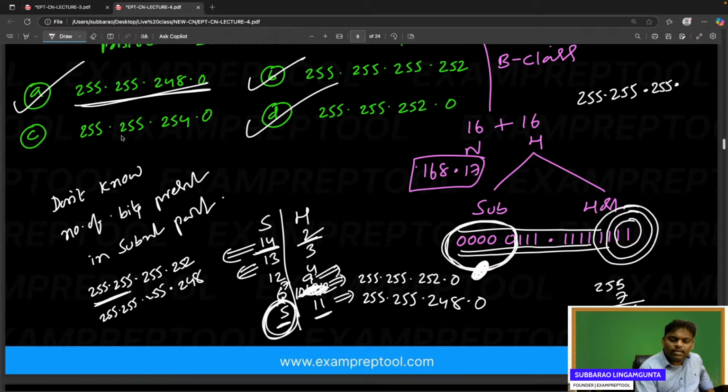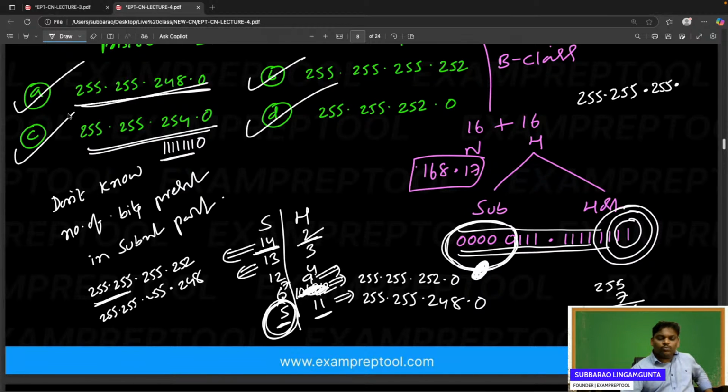Some people are asking, sir, is it possible? Let's check. Is it possible? 254 means what is the meaning? Like this. So 7 people, 7 people are ones. Remaining 0. I think all possible. Verify if I have done anything wrong. Check once if I have done anything wrong. Maybe in the flow I may have done wrong.